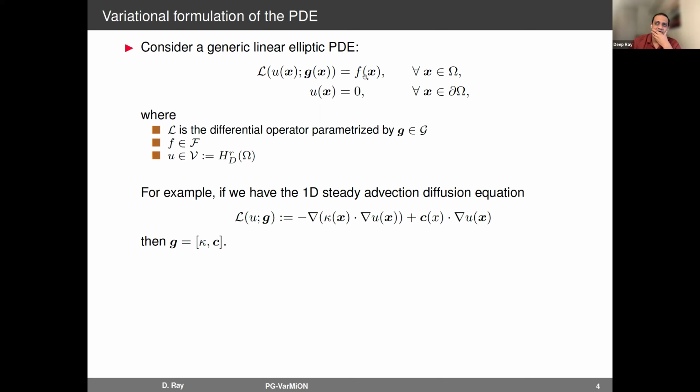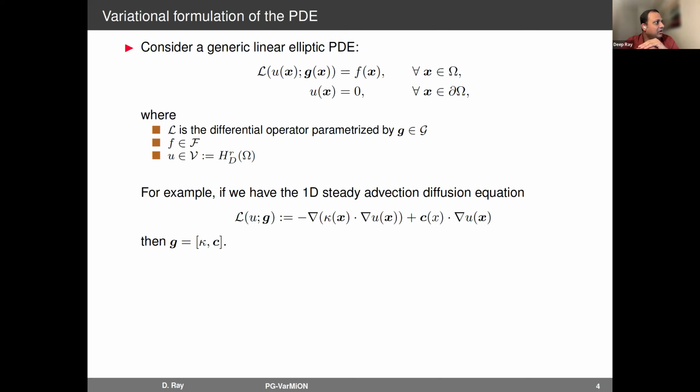F is a forcing function, and to keep things simple, I'm assuming homogeneous Dirichlet boundary condition. But of course, you can make this a little more general by also introducing a Neumann boundary condition, should you like it. So this is our generic PDE setup. Of course, F, G, and U lie in the respective function spaces. U typically lies in some kind of a Sobolev space.